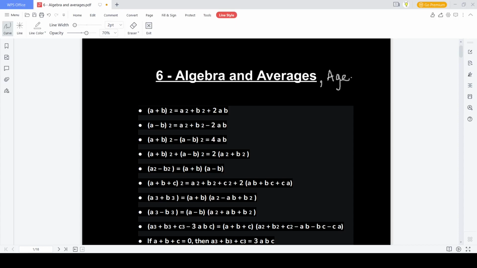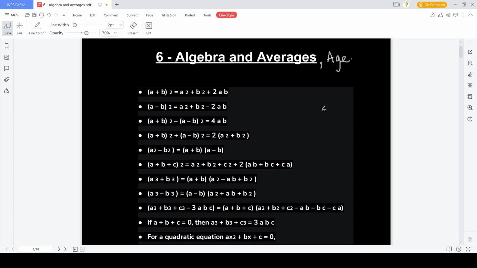Today we start with the next chapter. It is called Algebra, Averages and Age. Basically, age is just a number. I'm going to make that joke again in this video. And algebra is basically what you do with numbers and unknowns, playing around with them. You'll understand what algebra actually means once we finish the chapter, if you didn't know.